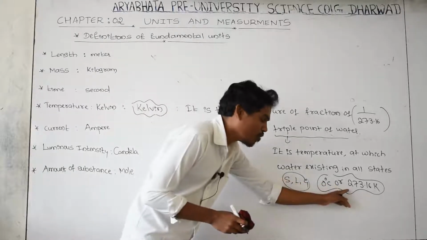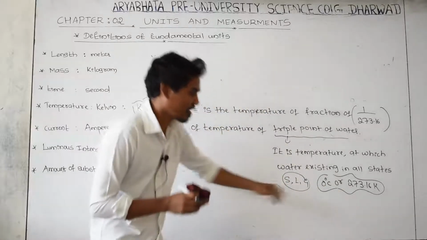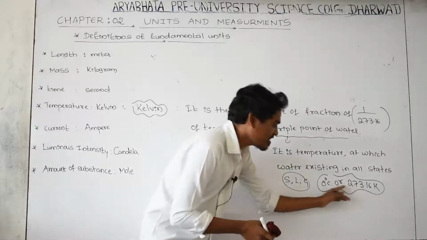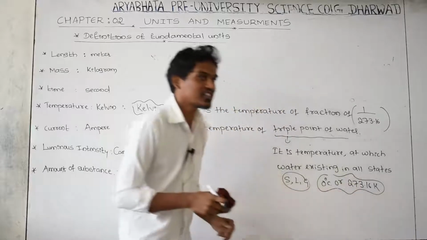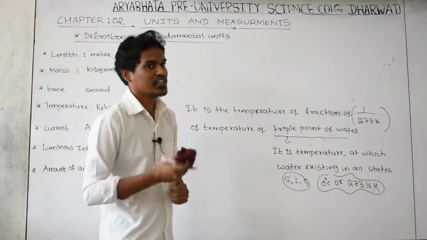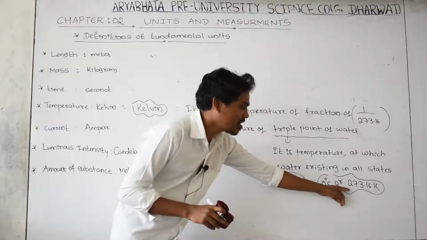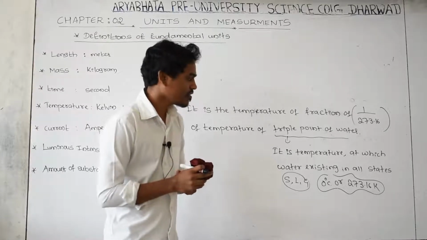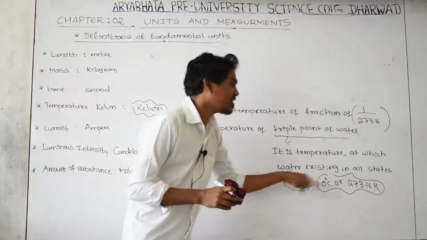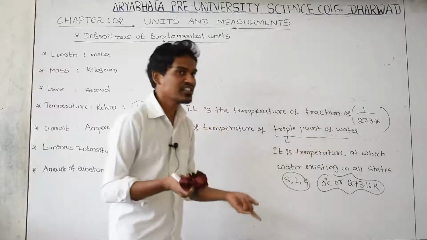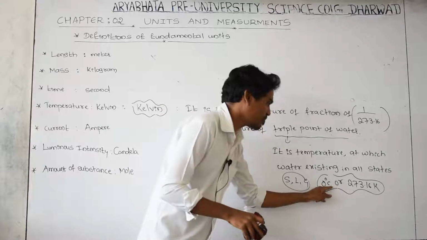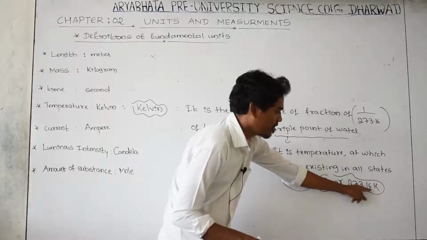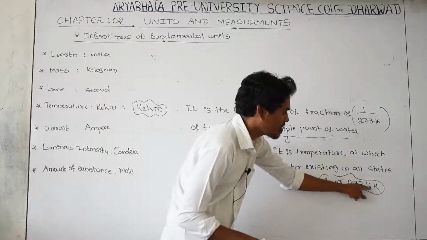In this temperature, water is seen in 3 states. What is that temperature? 0 degrees Celsius or 273.16. If the temperature of the water is exactly 0 degrees Celsius or 273.16, then you are observing all the states of water. At this temperature water is in liquid, solid, and gaseous forms. That means all states are seen. That temperature we are going to call the triple point of water. It is the temperature at which the water is coexisting in all the states. And what is the triple point temperature of water? That is 273.16.